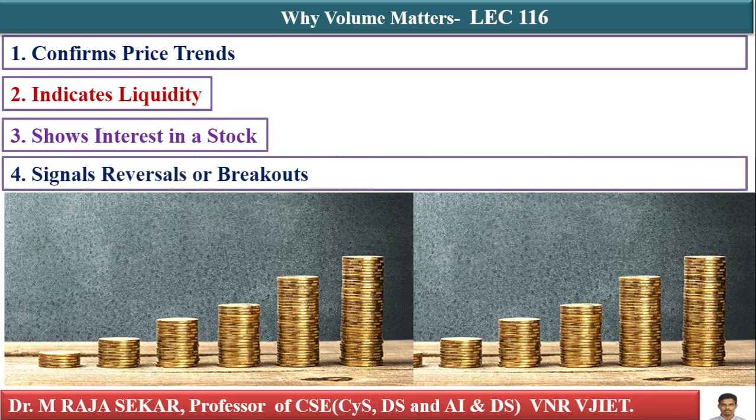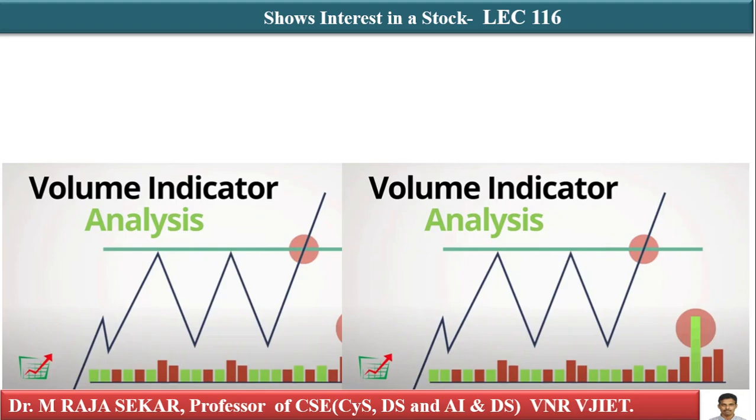What is this? It signals reversals or breakouts. Volume spikes often precede price breakouts from key levels like resistance or support. A volume surge after a long downtrend can hint at a potential reversal. Volume is a technical analysis tool that uses trading volume. That is important, isn't it?